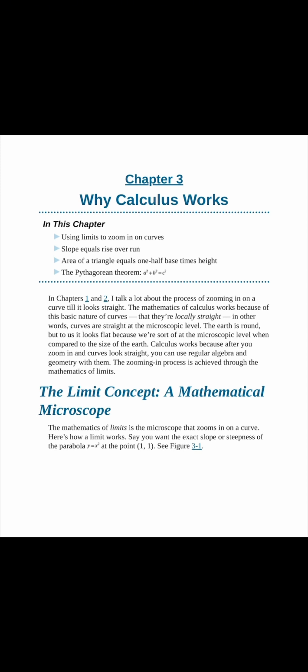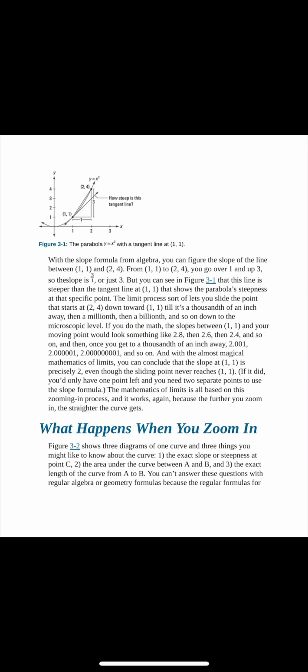See figure 3-1. The parabola y equals x squared with a tangent line at (1, 1). With the slope formula from algebra, you can figure the slope of the line between (1, 1) and (2, 4). From (1, 1) to (2, 4), you go over 1 and up 3, so the slope is 3 over 1, or just 3. But you can see in figure 3-1 that this line is steeper than the tangent line at (1, 1) that shows the parabola's steepness at that specific point.